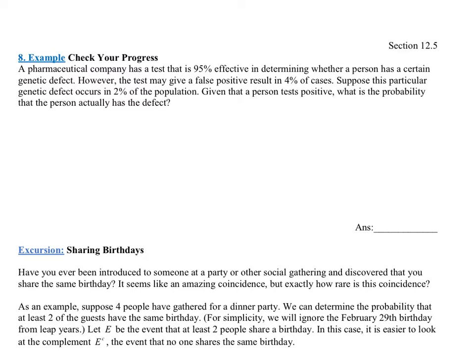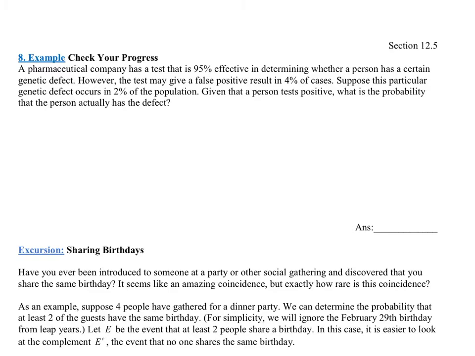It says a pharmaceutical company has a test that is 95% effective in determining whether a person has a certain genetic defect. However, the test may give a false positive result in 4% of the cases. Suppose this particular genetic defect occurs in 2% of the population. Given that the person tests positive, what is the probability that the person actually has the defect?